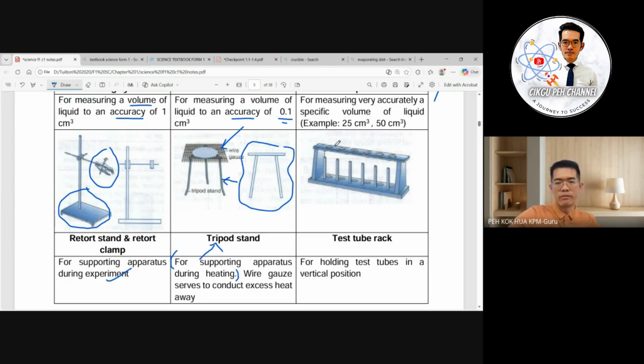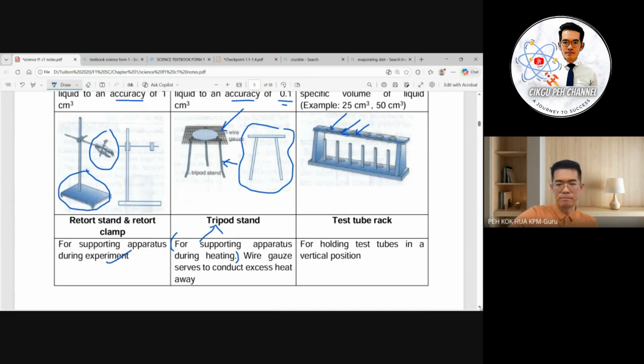Okay, then the test tube rack. Okay, so here we have the hole. The hole is actually used for holding the test tube. Okay, 这个洞是用来装 test tube. So for holding test tubes in the vertical position. Okay, so this will be the function.